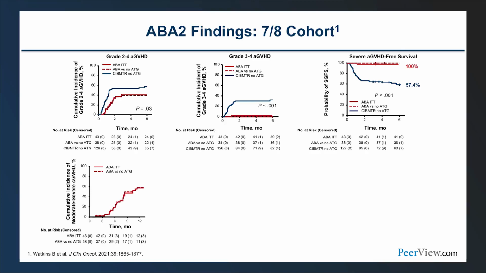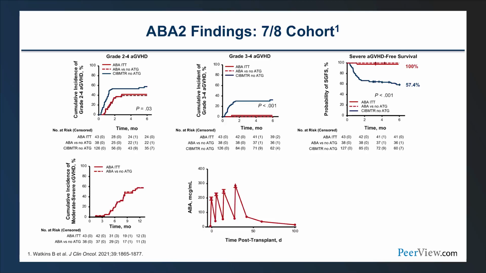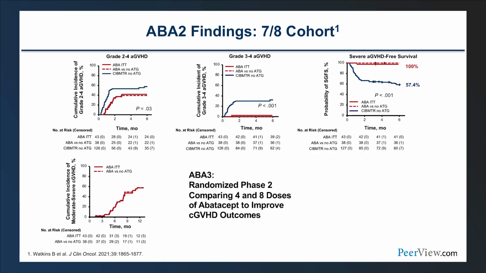I want to point out that the 4-dose regimen of abatacept did not decrease chronic GVHD. This might be because of the PK of the 4-dose regimen, where you don't have any more abatacept on board after about day 70. Now, given new data to suggest that abatacept may be good for treating chronic GVHD, and that longer-term dosing has also been able to prevent chronic GVHD, we now have an open trial called ABA3, which is randomizing to 4 versus 8 doses of abatacept. If anyone's interested in this trial, please come and talk to me.